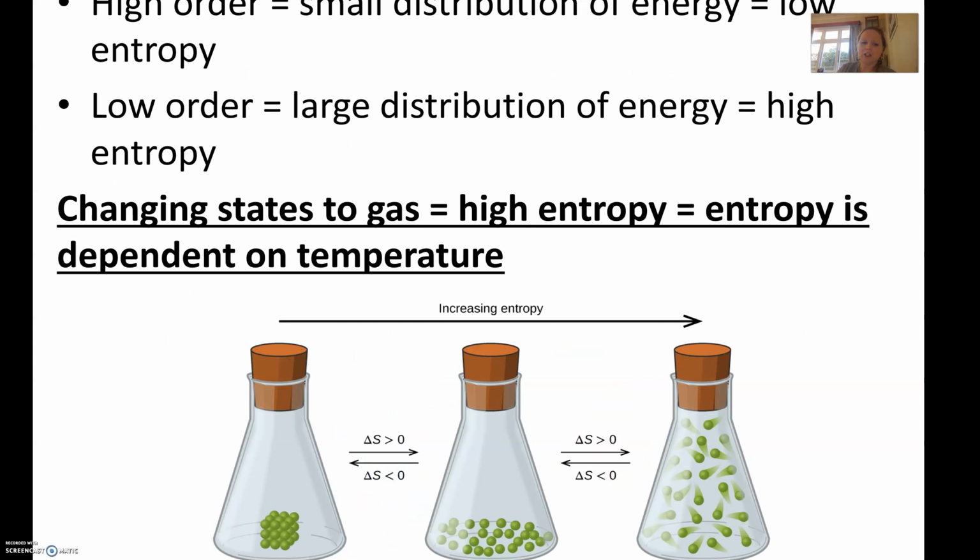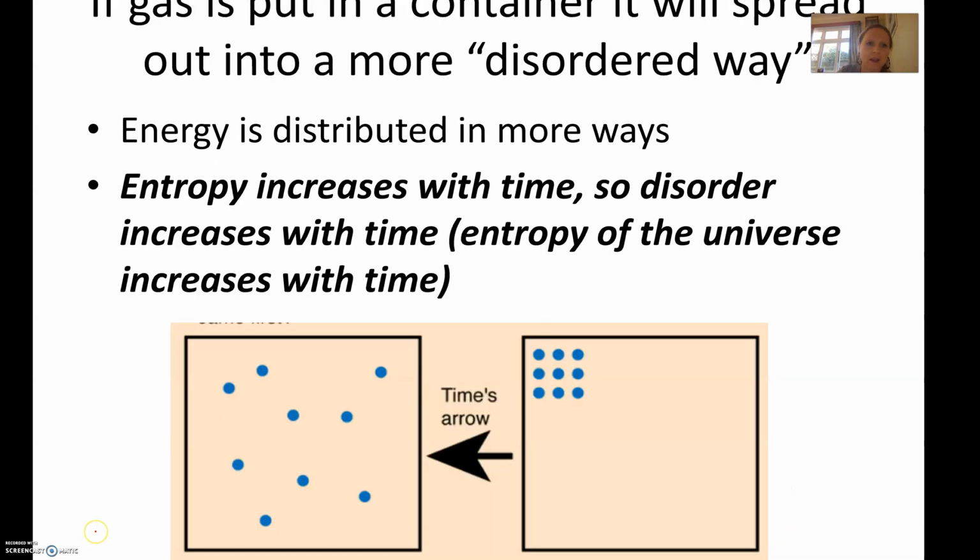If we look at this picture here, we've got a solid sitting in a flask, highly ordered. If it's highly ordered, there's a small distribution of energy and a low entropy. When it becomes a liquid, there's a little bit more distribution of energy, an adequate amount of entropy. And as a gas, you can see a large distribution of energy. It's moving around like crazy, high entropy. So one factor we're going to be discussing shortly is that changes of state have a massive impact on the entropy of a system. Here are some examples to get your head in the right space about this.